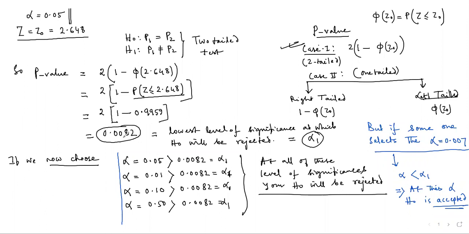Okay, if I say that this p-value is 0.0082 and you write that at this level the null hypothesis will be rejected, then someone mathematically can ask you why aren't you considering this particular case? What is the problem with that? Okay, so there is a problem.